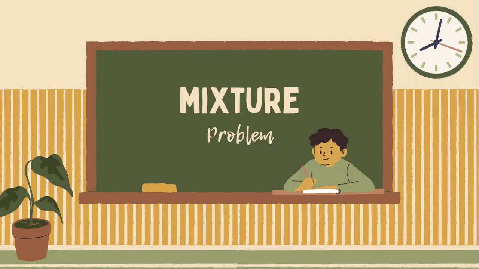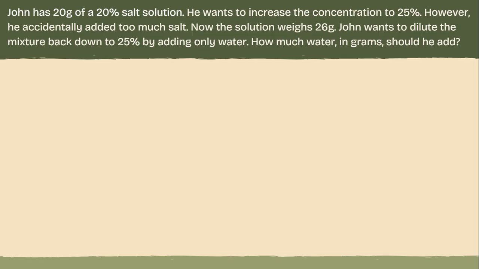In this video, let us solve a mixture problem. John has 20 grams of a 20% salt solution. He wants to increase the concentration to 25%. However, he accidentally added too much salt. Now, the solution weighs 26 grams. John wants to dilute the mixture back down to 25% by adding only water. How much water in grams should he add?